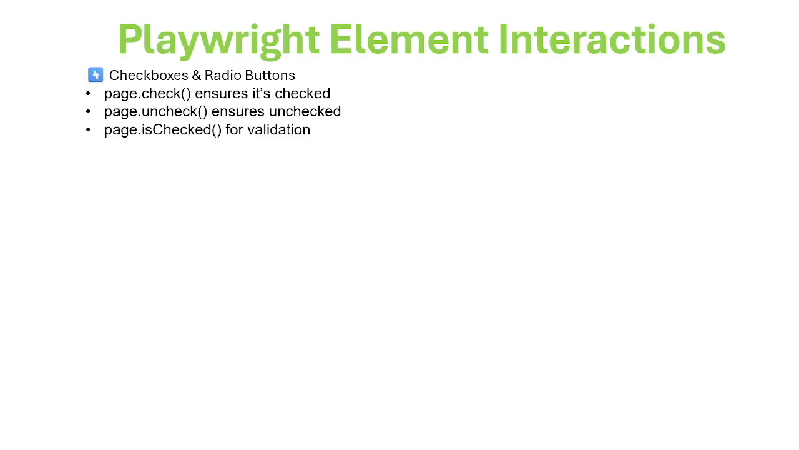Checkbox and radio buttons. The page check function ensures this web element is checked. The uncheck function ensures it is unchecked, which is useful for validation. This is called await page check this web element, and await page uncheck this web element.